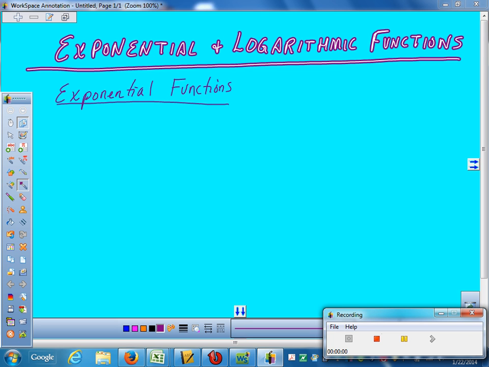Exponential functions, you might have seen a little of this before. It's one of those topics in an Algebra 1 book, and if you have time at the end of the year, maybe you do a little of it, and maybe you don't. So, we probably never did. Okay.